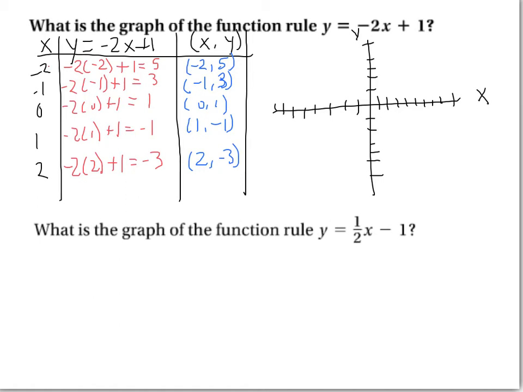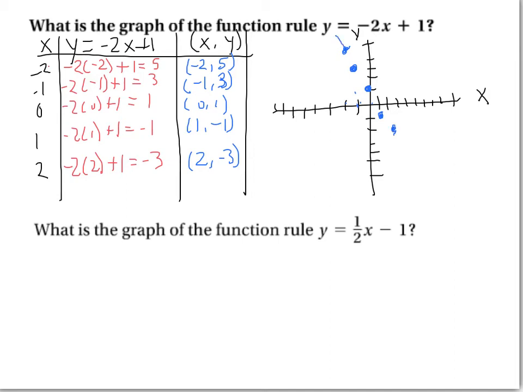So I have negative 2, 5. You always want to start at the origin. And you have negative 2, so I go backwards 2, and I go up 5. 1, 2, 3, 4, 5. And you plot your point. Then I go backwards 1, because it's negative 1, and up 3. 1, 2, 3. And then at 0, I go up 1. At 1, I go down negative 1. And at 2, I go down negative 2.